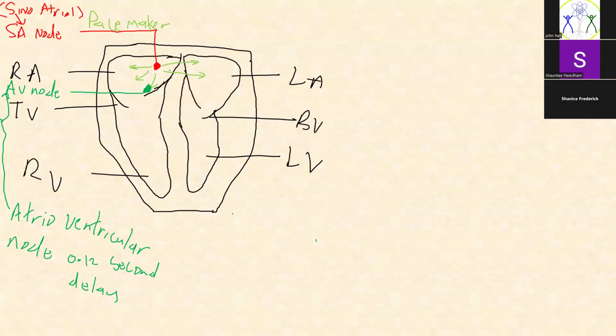But this signal is going specifically now to a structure that is coming out of it. And this structure here leaves from the AV node and goes into the septum. This is your interventricular septum.